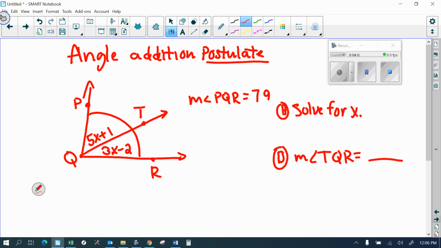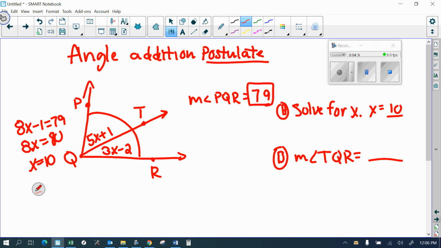equals what? Okay. So if you're going to solve for x first, we just add the two angles together and it equals the total angle of 79 degrees. So I have 8x, combining like terms, minus 1 equals 79 degrees. Add the 1 across, and I get 80 degrees. X equals 10. So that would be part A's answer. And part B says now find the measure of angle TQR. You have to know TQR is this angle right there. And so I plug the 10 in for the x. 3 times 10 is 30, minus 2 is 28 degrees.